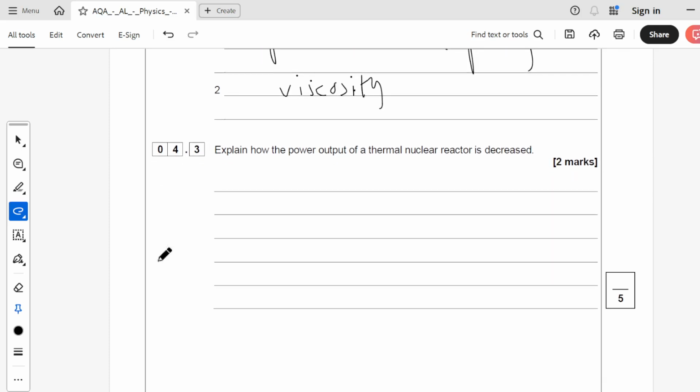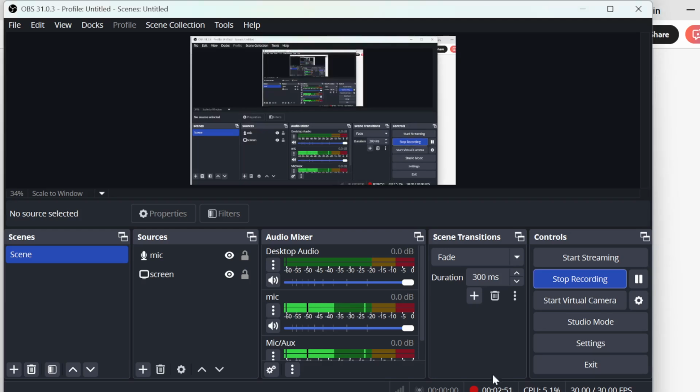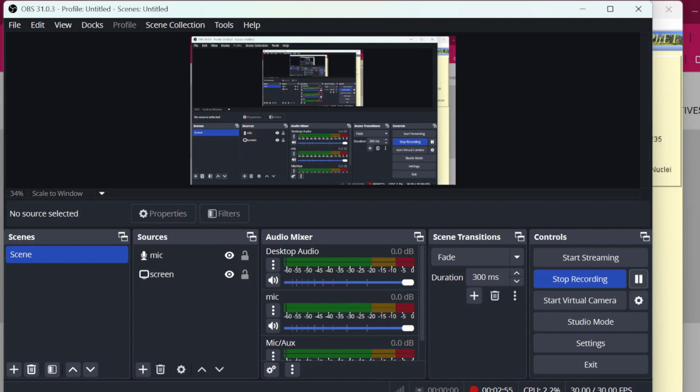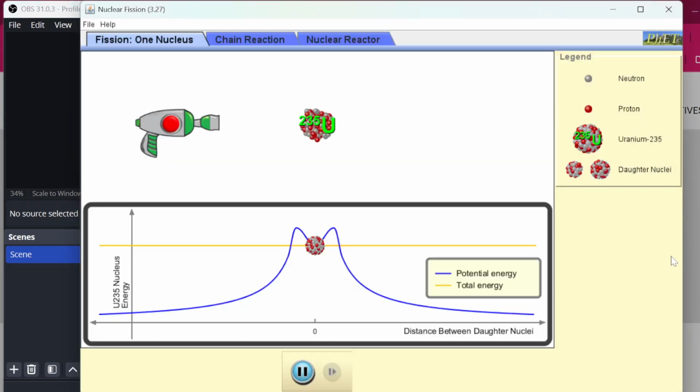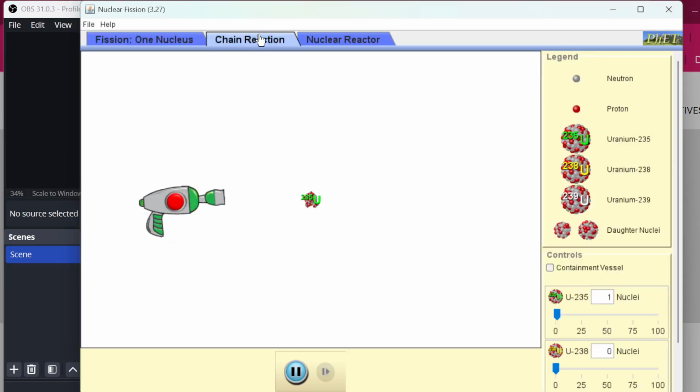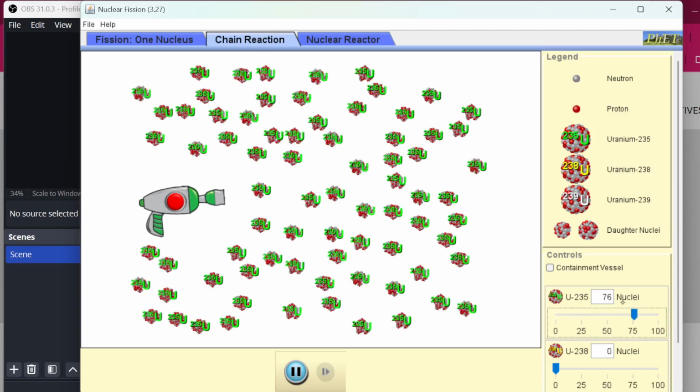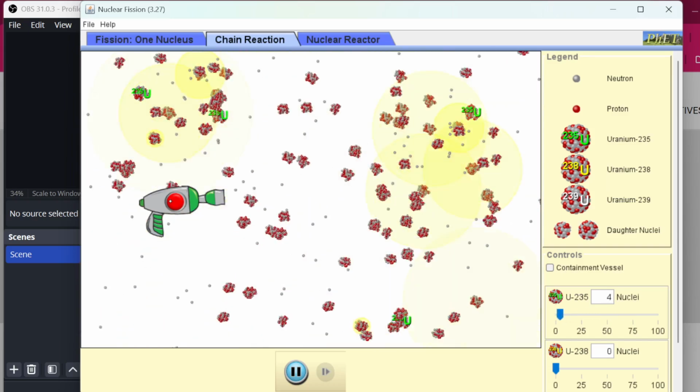Explain how the power output of a thermonuclear reactor is decreased. So in a fission reactor, I'm going to pause the video really quickly for this. Yeah, so let's take a look at this. Basically, it's the same old GCSE level stuff: we have a lot of uranium atoms, we shoot a neutron, leading to a chain reaction.